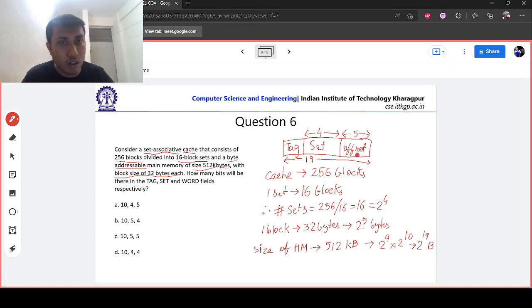Fine. So what will be the tag field? It is equal to 19 minus (4 plus 5), that is 10. So the tag is 10 bits. The correct answer is option A.